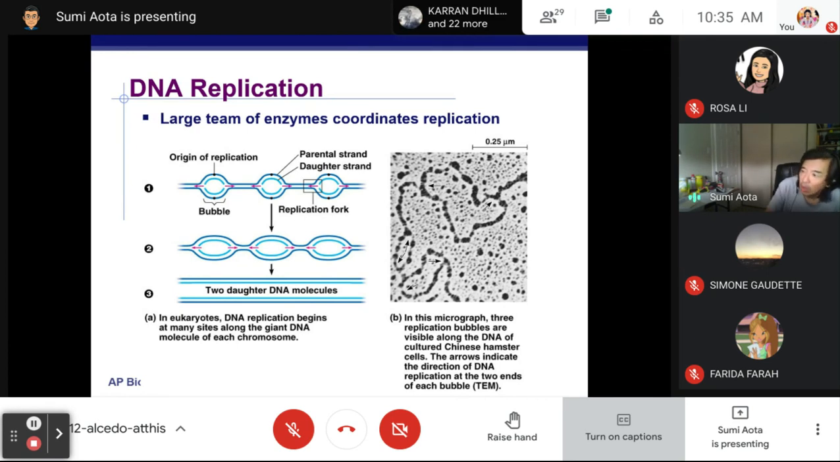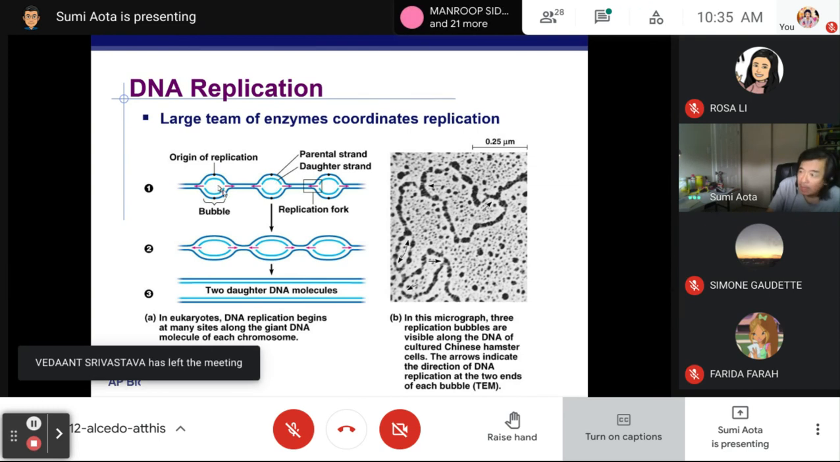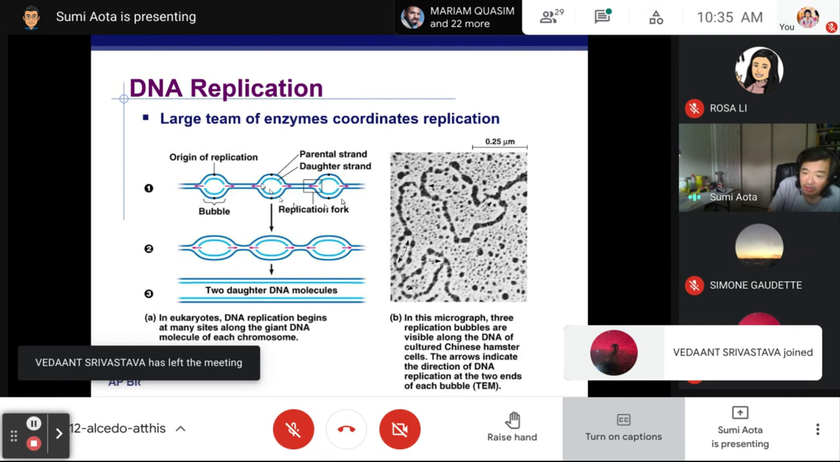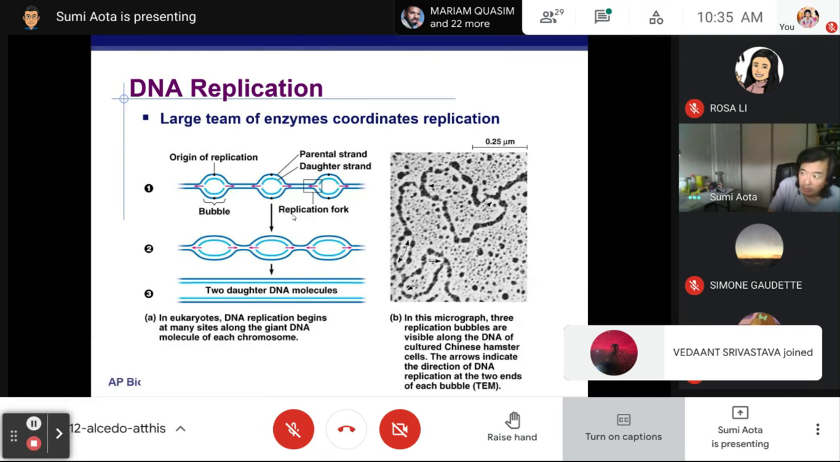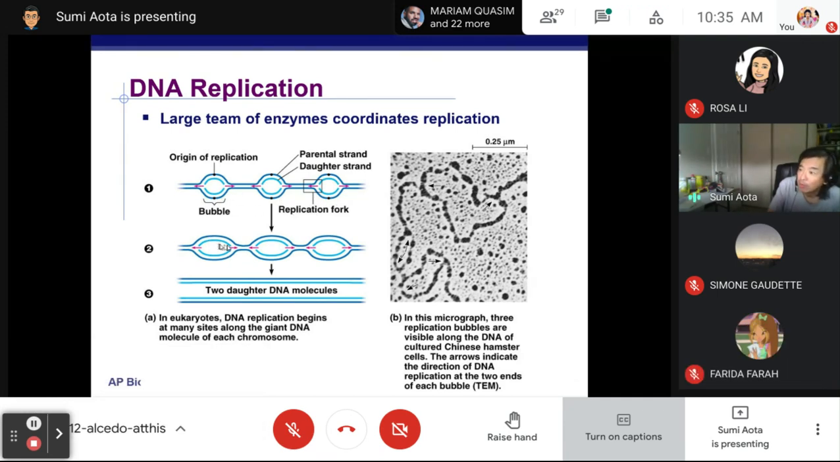So in dark blue is the original DNA. You can see that there's a series of replication bubbles. The bubbles are where DNA is being synthesized. And these bubbles will grow until they fuse together to form 2 new DNA molecules. So in eukaryotes, DNA replication begins at a lot of different sites along the giant DNA molecule.